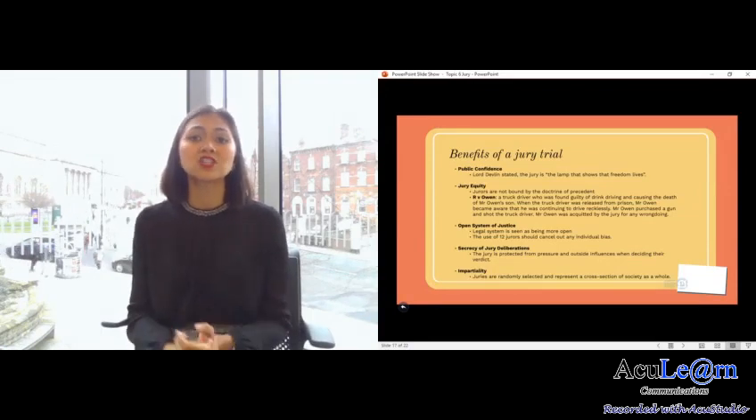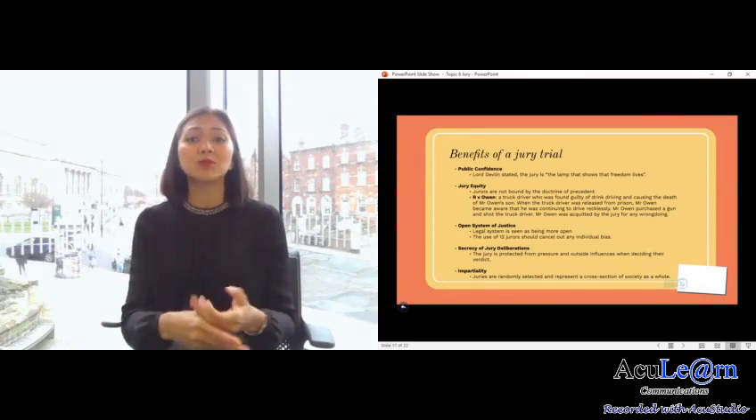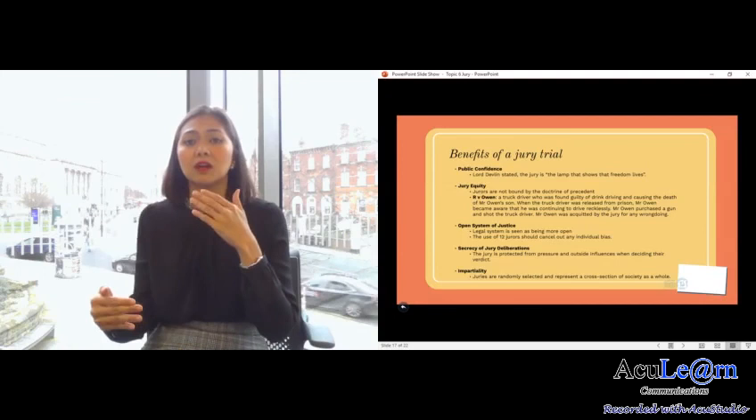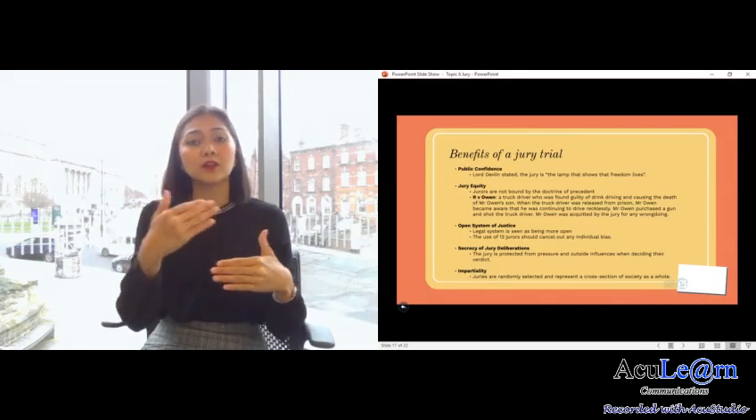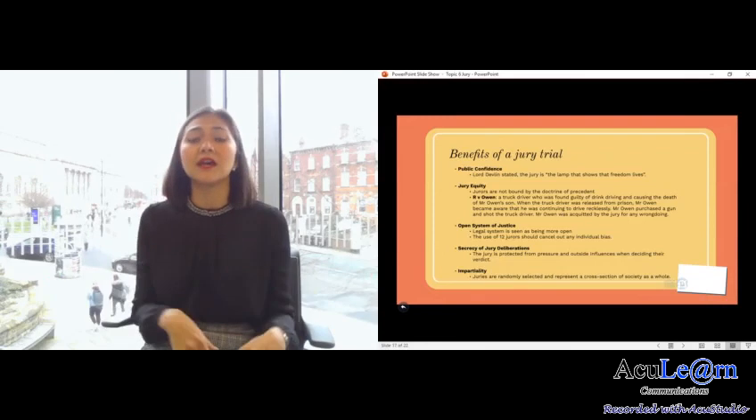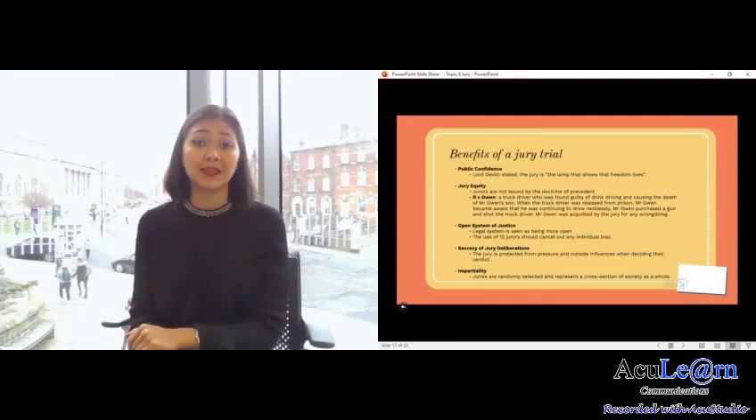And lastly is about impartiality, because juries are randomly selected and they represent a cross section of society as a whole. So which means you have a mixture of Asian, African, local people, young, a variety of ages that sit as juries to hear the particular matter.